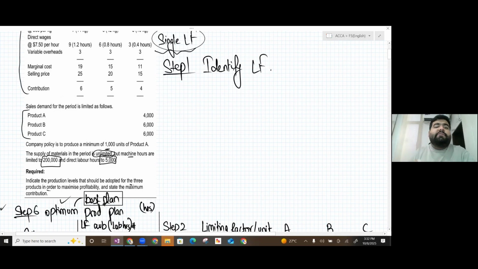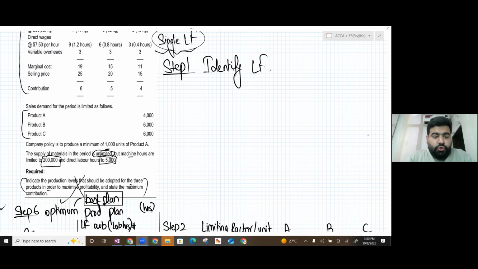First, we have to identify that. So this is the question. Now, what is required? Obviously, it's written, but I'm not telling you the requirement right now. We'll do the proper steps one by one and we'll understand the concept with the question as well, right? Let's start the question. Okay. So, step number one is to identify the limiting factor.